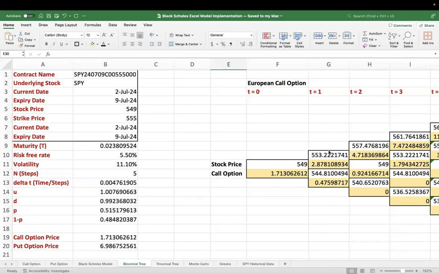So in this session, let's see the modeling piece, which is I'll show you how to practically implement the binomial tree model. And how can we use binomial tree to price a European option in this case. So I have taken this contract from Yahoo Finance.